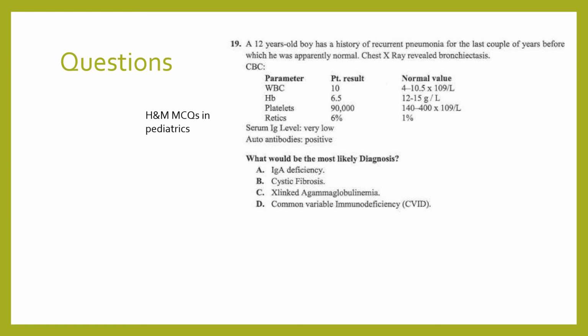A 12-year-old boy has a history of recurrent pneumonia for the last couple of years, before which he was apparently normal. Chest X-ray revealed bronchiectasis. WBC is normal, hemoglobin is low, platelets are low, retics are high, serum immunoglobulin level very low, autoantibodies are positive. What would be the most likely diagnosis? The answer is D, common variable immune deficiency.